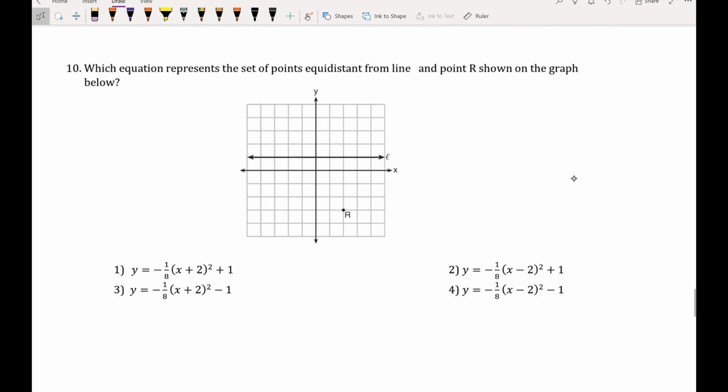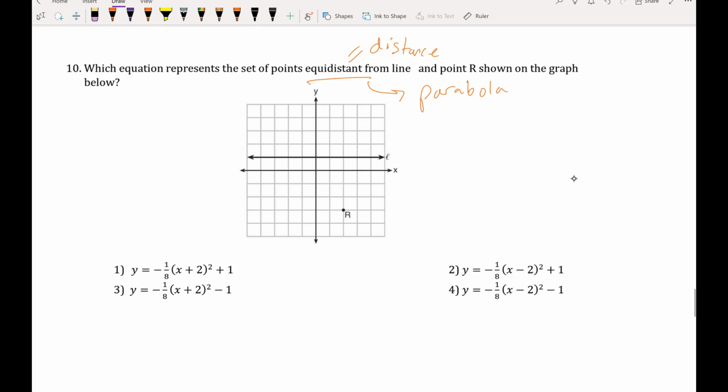Number 10. Which equation represents the set of points equidistant from the line and point R shown on the graph? So remember, equidistant means that it's equal distance between the two things. That's actually the definition of a parabola: the locus of points equidistant from a fixed point and a fixed line.